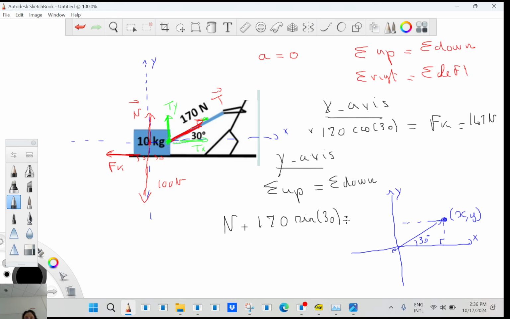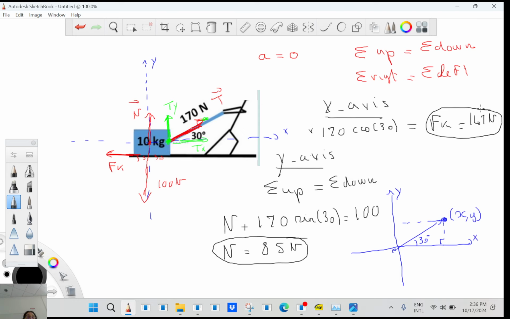Okay, so first you master the math, and then you can do the physics. But you need to know how to find components. So that's gonna be 85. Thank you, thank you, thank you. Okay.